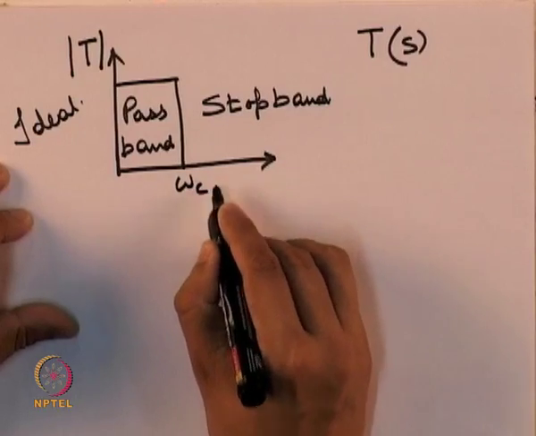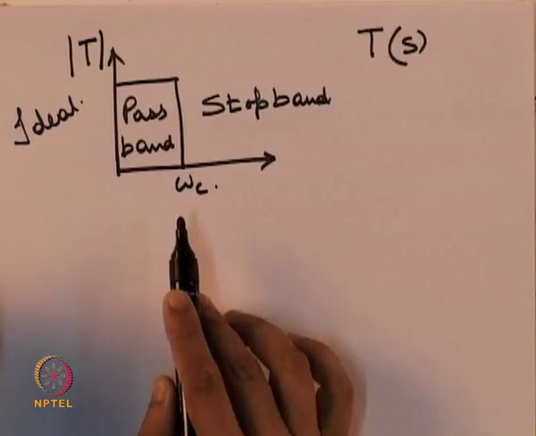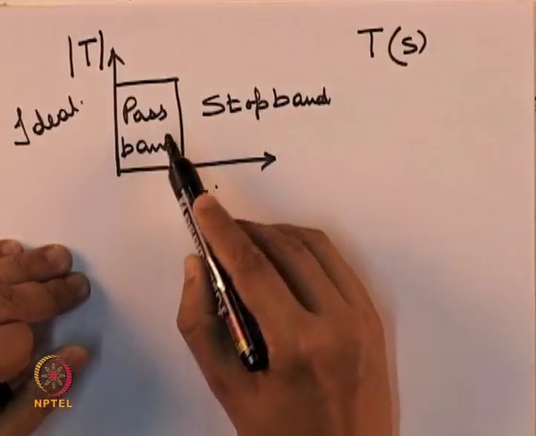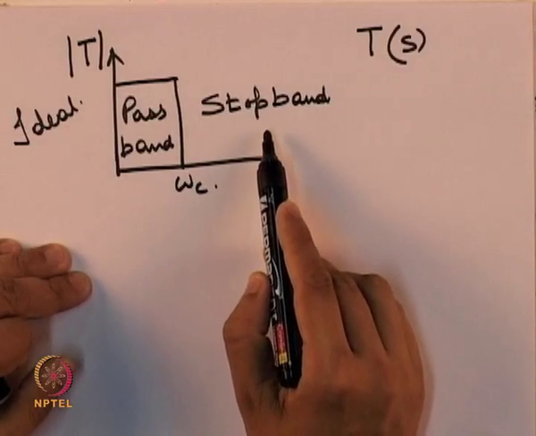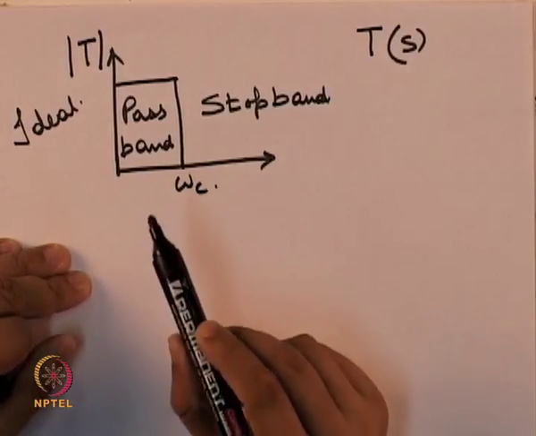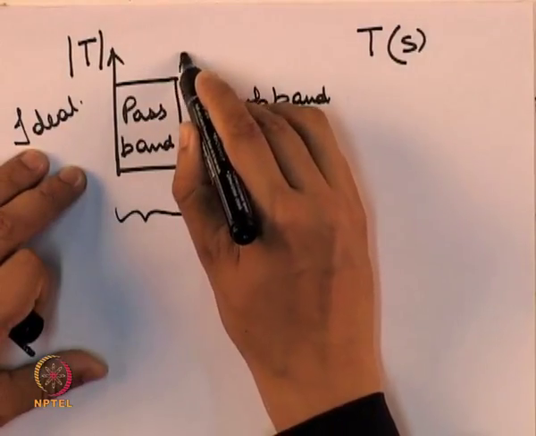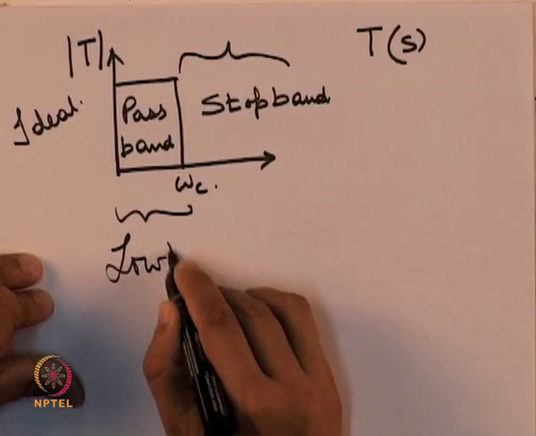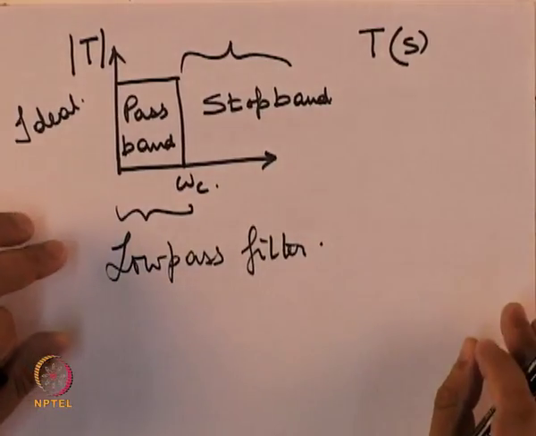Here, if I denote the frequency separating the pass band and the stop band by omega c, then omega c represents the boundary between the frequencies that are allowed to pass through the low pass filter and the frequencies which are not allowed. The frequencies which are allowed lie in what we call the pass band, and the frequencies which are not allowed lie in the stop band. The stop band for a low pass filter, as you can see, is infinite, whereas the pass band is finite. Similarly, we can define what we call the high pass filter.